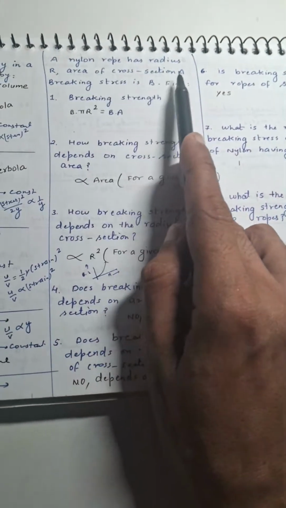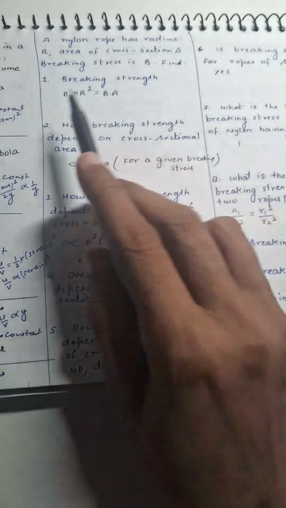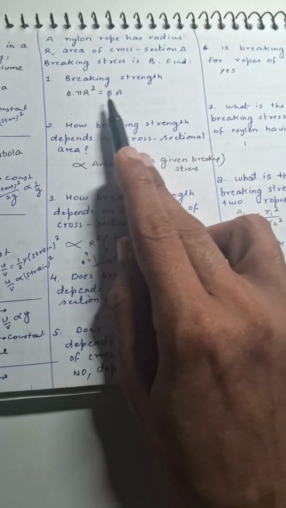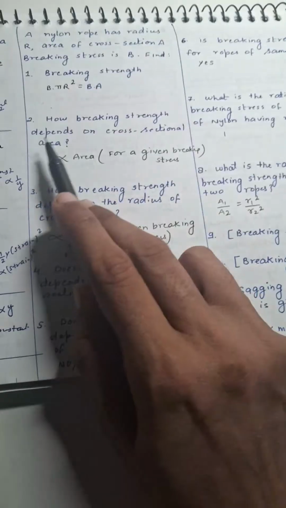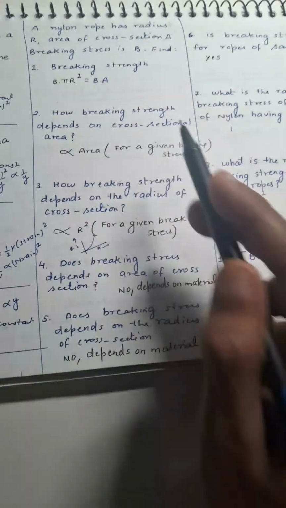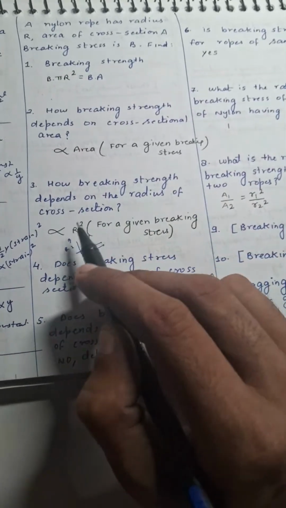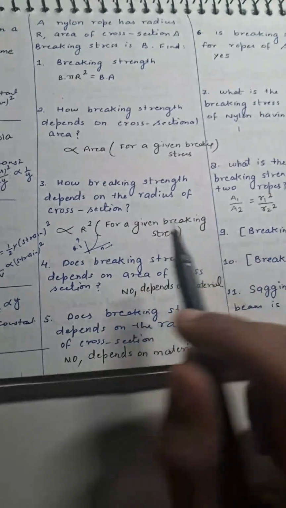Now there is a question based on nylon rope. So nylon rope has radius r, area of cross section capital A, breaking stress B, then find the breaking strength. So breaking strength is breaking stress into area, so that will be B into pi r square or B into A. Next is how breaking strength depends on cross section area: it is proportional to area for a given breaking stress or material. Next is how breaking strength depends on radius of cross section: it is proportional to r square for a given breaking stress, so the graph will be a parabola over here.